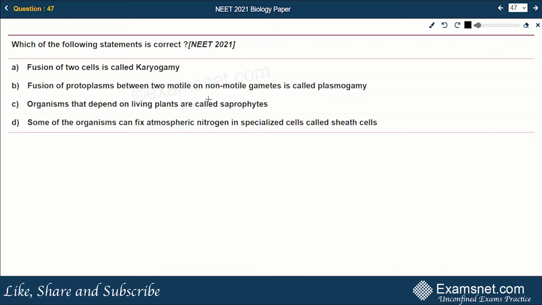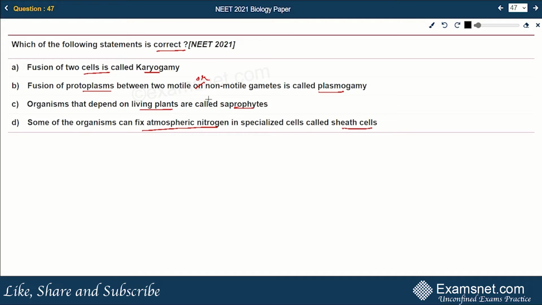Question number 47 is from the chapter Biological Classification, class 11, and the question is, which of the following statements is correct? Option A, fusion of two cells is called karyogamy. Option B, fusion of protoplasms between two motile or non-motile gametes is called plasmogamy. Option C, organisms that depend on living plants are called saprophytes. And option D, some of the organisms can fix atmospheric nitrogen in specialized cells called sheath cells.